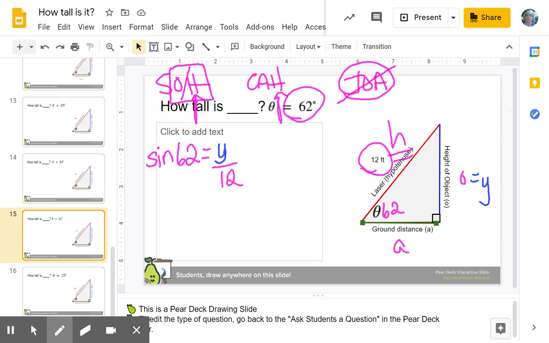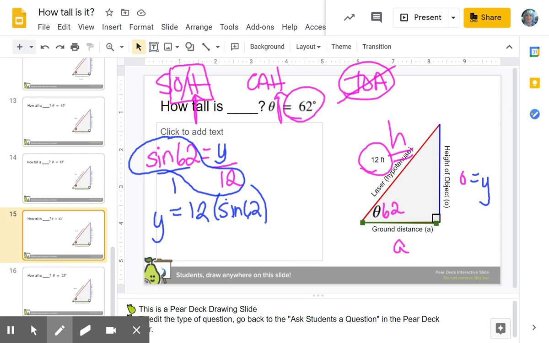This is kind of like a proportion. 10-15. So I'll talk about that when we're done, so I can let everybody else go, and then I'll catch you guys up. So we're going to cross multiply. So y equals 12 times the sine of 62. And then you put this in the calculator. Make sure it's in degree mode. It has to be in degree mode. And what do you get?